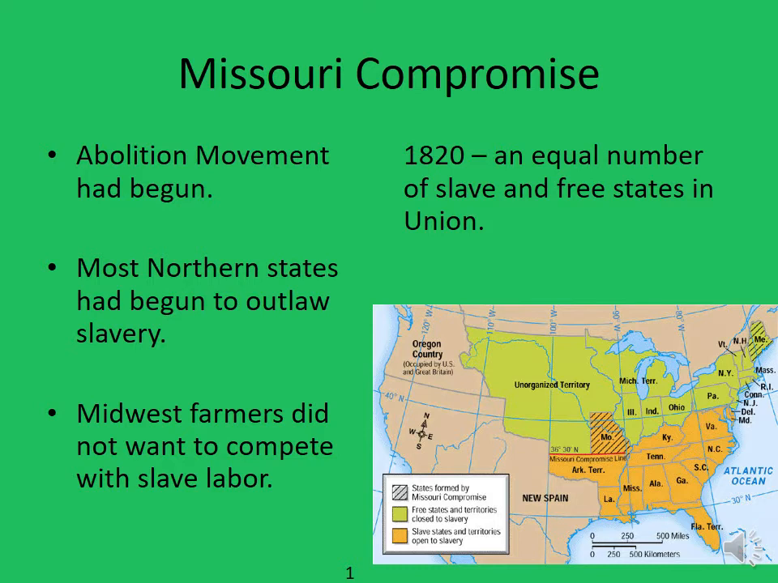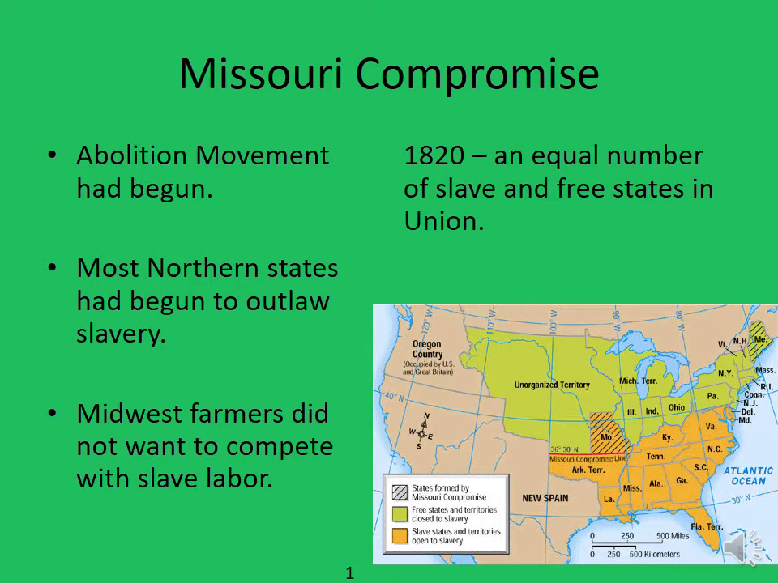So the abolitionist movement had begun in the North, meaning they started to disallow slavery. In the green parts of the northern states, according to the map, are free states and territories that are closed to slavery. And in the south, in the orange color, you have slave states and territories that are open to slavery. Most northern states had begun to outlaw slavery, and Midwest farmers did not want to compete with the slave labor.